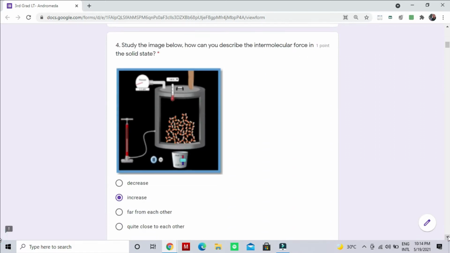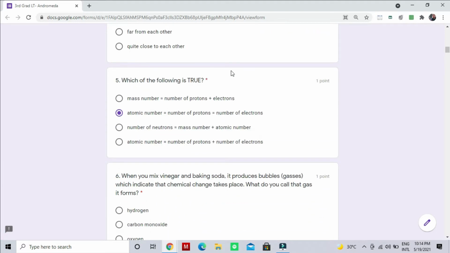Question number 4. Study the image below. How can you describe the intermolecular force in the solid state? The correct answer is increase. Question number 5. Which of the following is true? The correct answer is atomic number is equal to number of protons is equal to number of electrons.